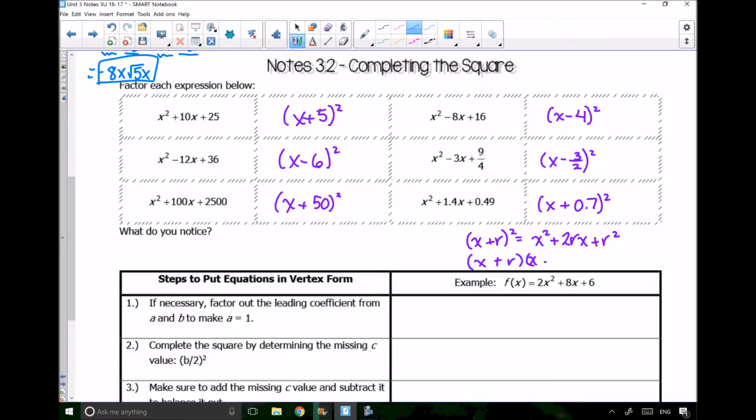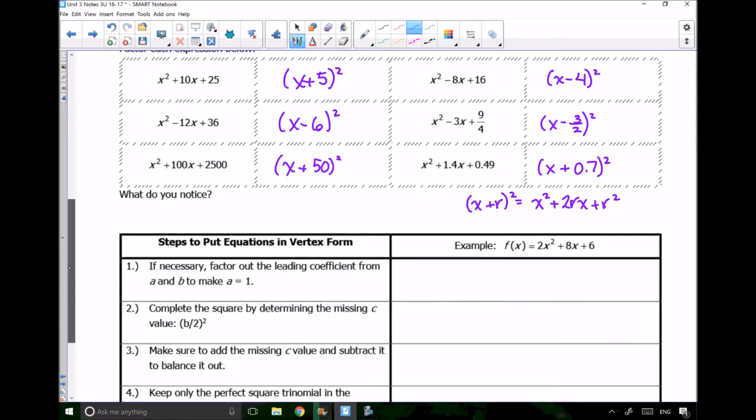So (x + r) squared just means (x + r) times (x + r). So x times x gives me the x squared. This gives me rx right here. This gives me rx right here. So you've got two rx's. And then we have r times r, which is our r squared over here. Okay, that's really important to know in order to be able to complete the square.